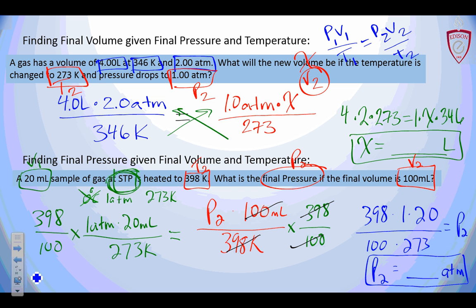If you put in your calculator 398 times 1 times 20, you have to hit enter before you do the next part. And I personally put the denominator in parentheses because it makes life easier. Otherwise, you've got to do times 100 equals, divided by 100 equals, and then divided by 273 equals. The fastest, most efficient way to do these problems is just like that. And if you know how to use your calculator properly, you could do it all in one line with parentheses. But that's not math lesson.